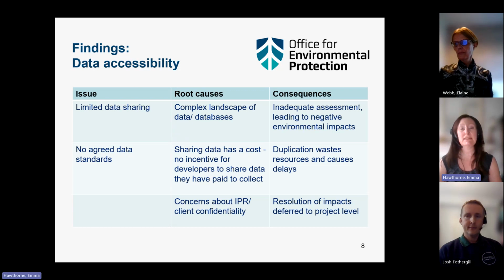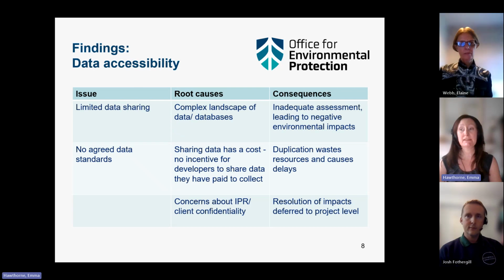Statutory consultees and decision makers rely on that data to determine their level of concern in the proposal and to provide advice on the need for any further changes or planning conditions or requirements. So the availability and comparability of data is therefore key to environmental assessments.